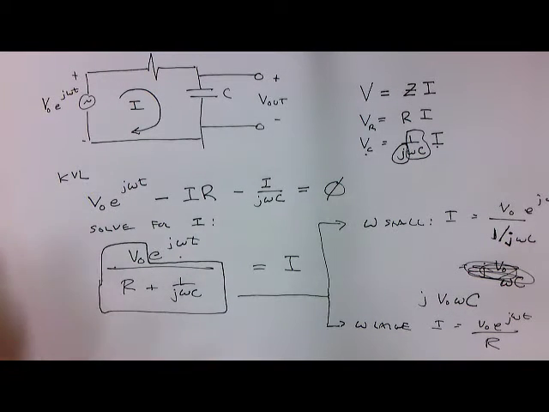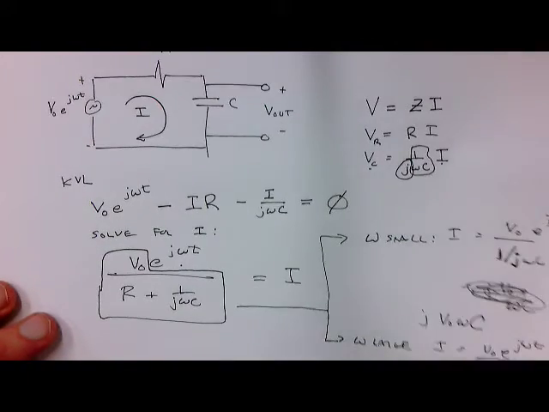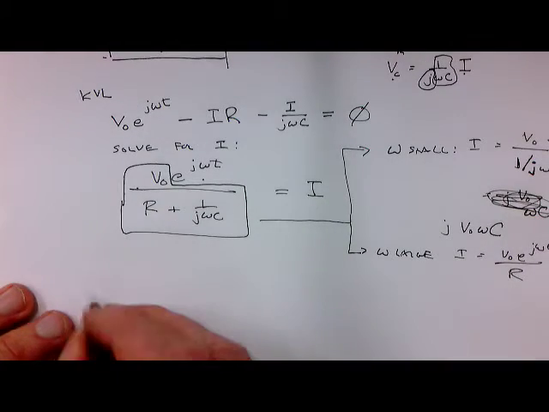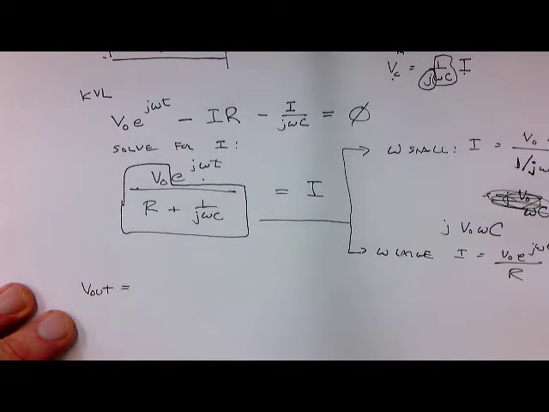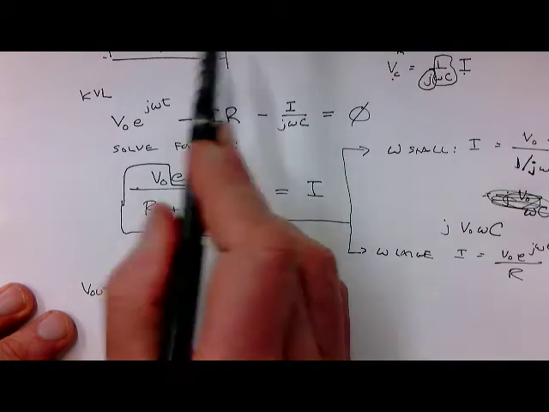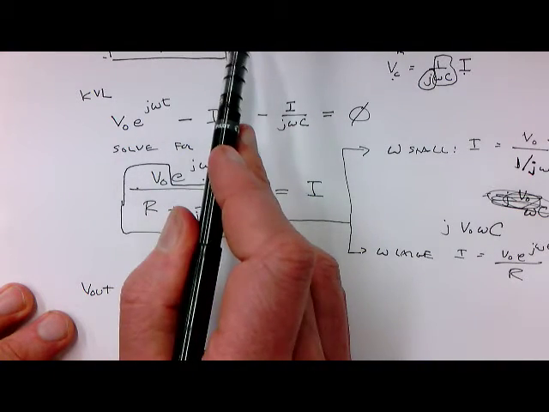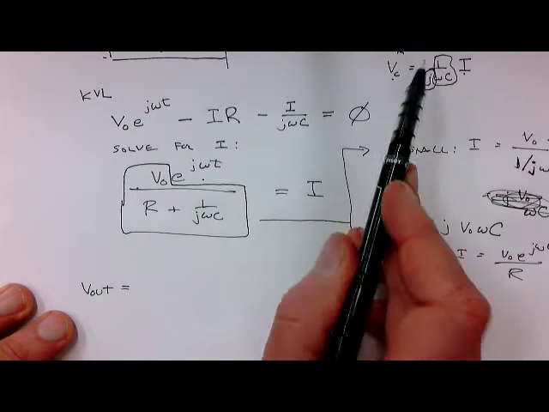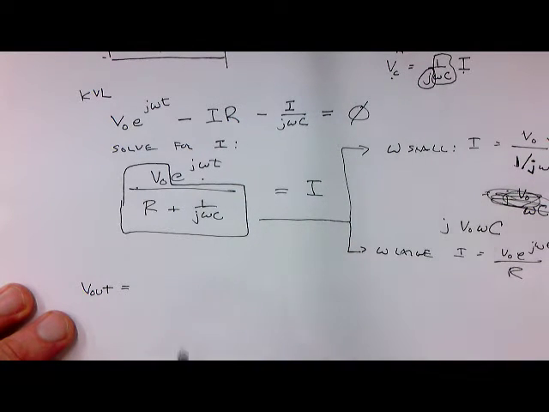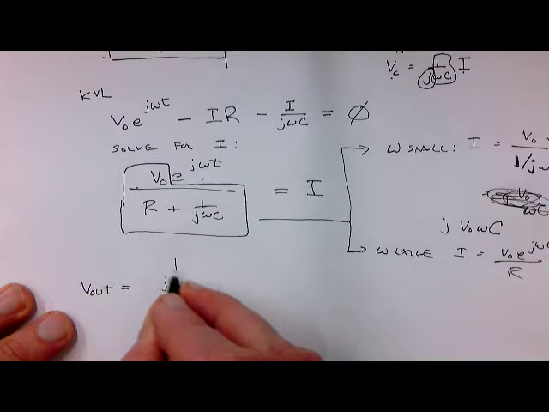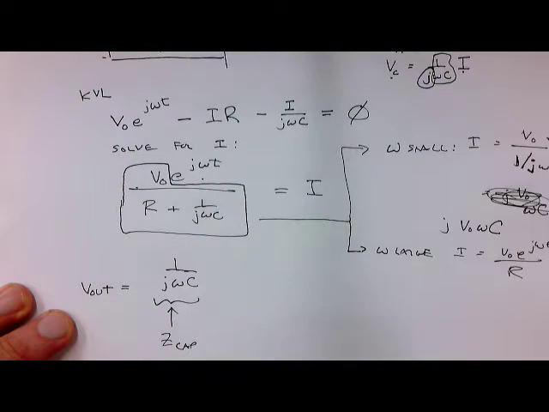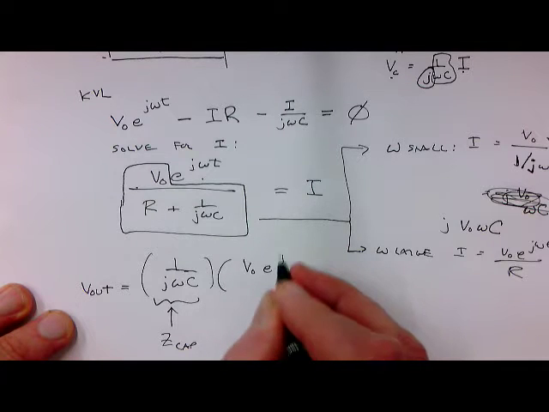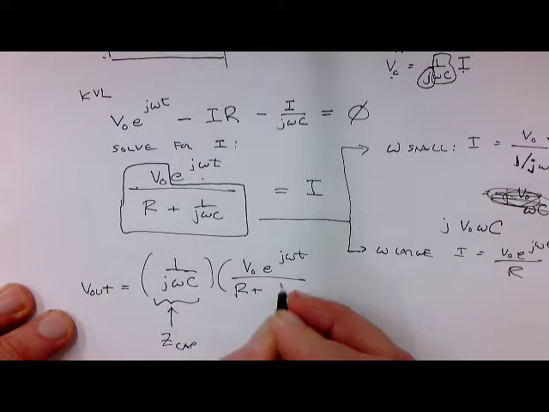Okay, so we figured out what the current is. If we want to think about this as a filter, though, we need to figure out what V out is. So what's V out? Well, I know what the current is, and I also know the impedance of the capacitor. So the voltage across the capacitor is simply the impedance of the capacitor, 1 over j omega C, times the current. And I know the current: it's V naught times e to the j omega t divided by R plus 1 over j omega C.